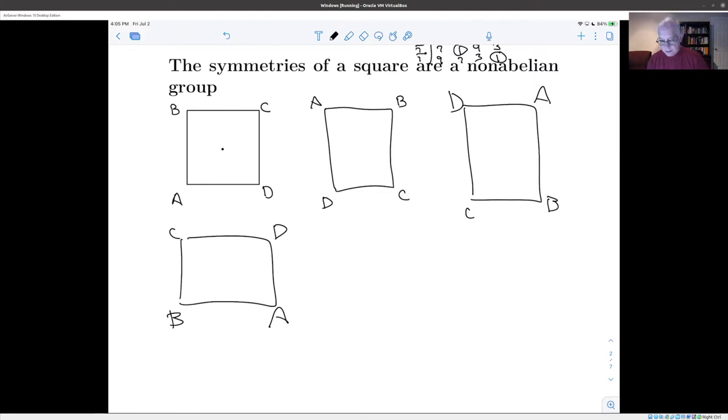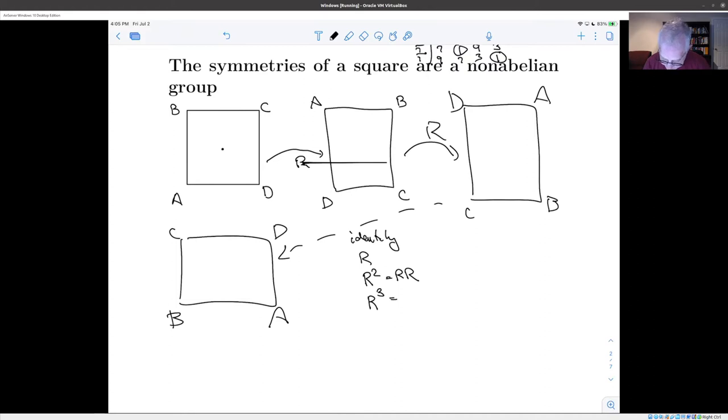So there are four. Well, there's the identity map. That's the first one. And then there's the three rotations, R, R squared, and R cubed, where R takes you from here to here. And then if you do R again, it takes you to there. So that's R squared, or R times R. And then if you do R yet one more time, you come back to here. And if you do R to the fourth, you get back to the identity. If you rotate four times, you get back to the identity.